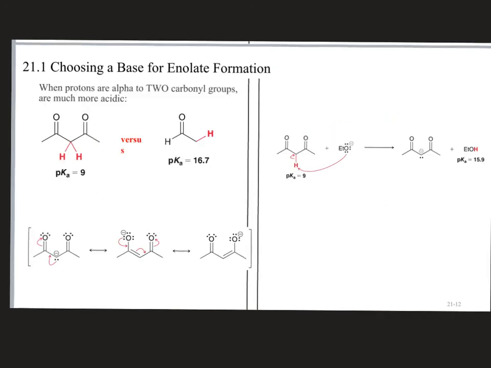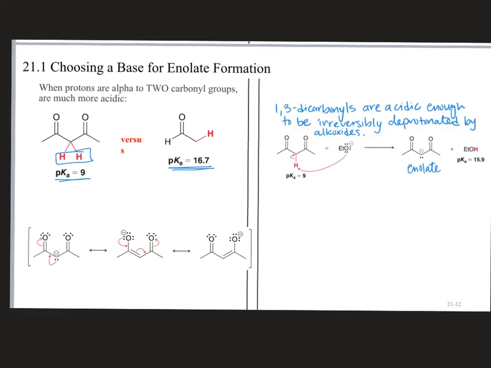When protons are alpha to two carbonyl groups, they're much more acidic. This increased acidity is due to increased stability of the resulting enolate. Notice that the resulting enolate has resonance into both carbonyls. Therefore, 1,3-dicarbonyls are acidic enough to be irreversibly deprotonated by an alkoxide. You actually don't need to use sodium hydride or LDA to form the enolate of these 1,3-dicarbonyls.